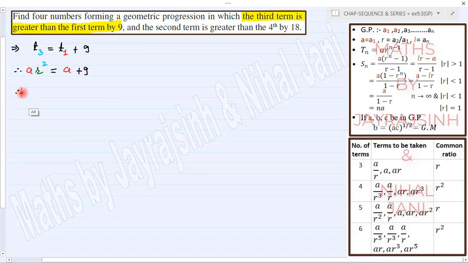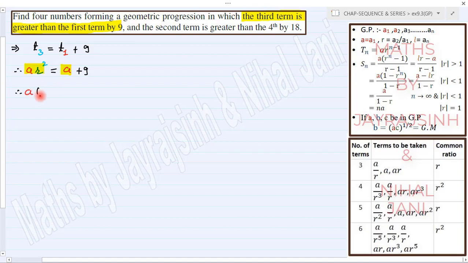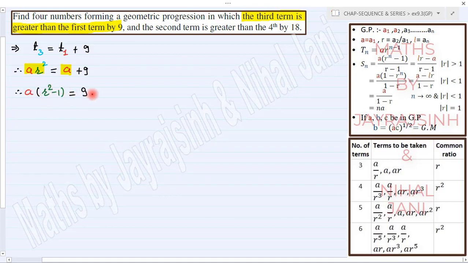For simplification, from these two terms, we can take a common. So you will get a(r^2 - 1) = 9. This is your equation number 1.